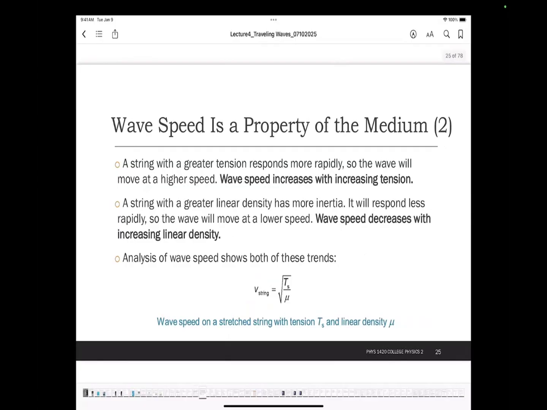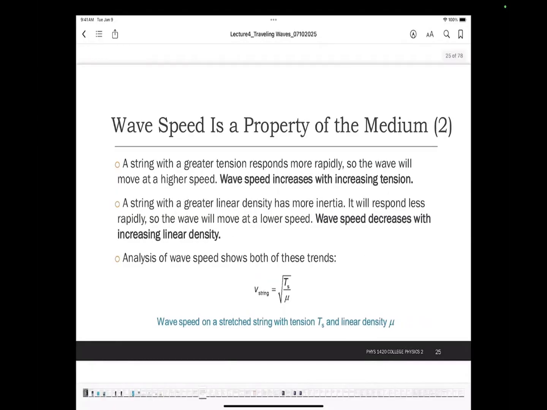Wave speed increases with increasing tension, and a string with a greater linear density has more inertia, so it will respond less rapidly, so the wave will move at a lower speed. Wave speed decreases with increasing linear density, which means the bigger the linear density, the lower the wave speed. Analyzing wave speed shows both of these trends.